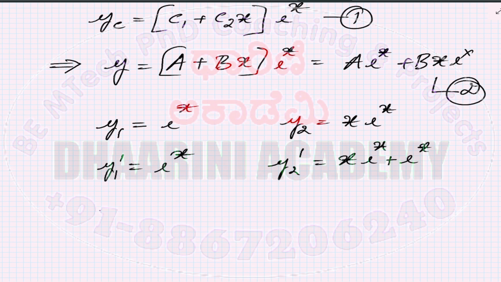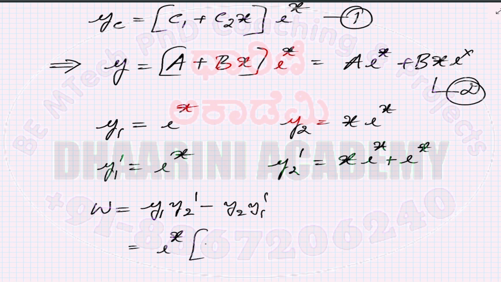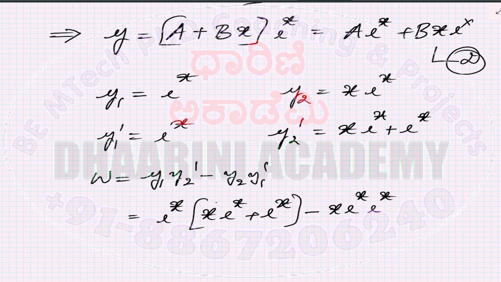Okay, so let's write the w now. What is w? As the equation, this is y1 into y2 dash minus y2 into y1 dash. So y1 is e to the x, y2 dash is x e to the x plus e to the x, minus y2 is x e to the x, y1 dash is e to the x. So that x e to the x e to the x will cancel. So the remaining term is e to the x into e to the x, that is e to the 2x. So this will be the w.